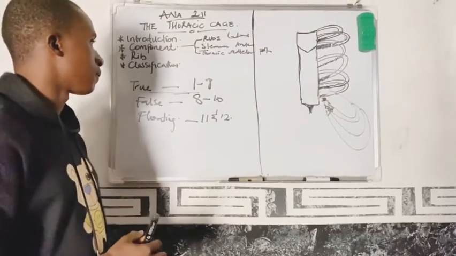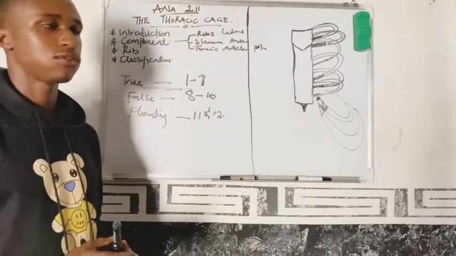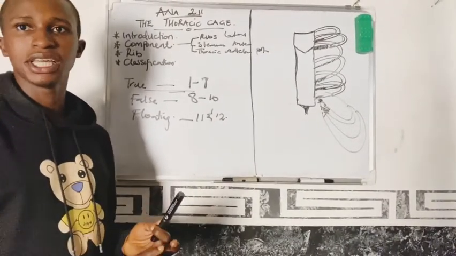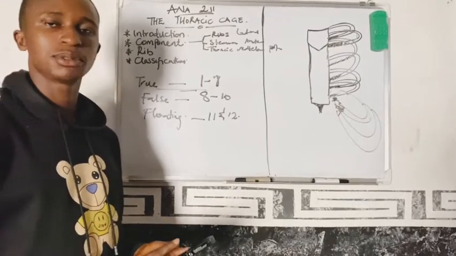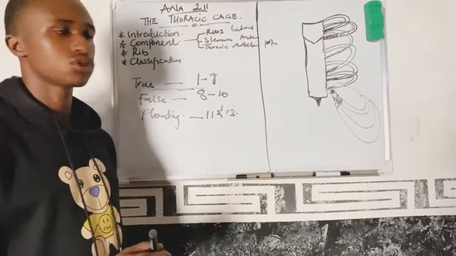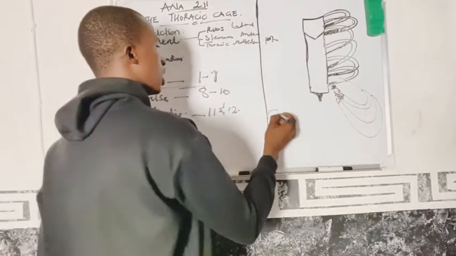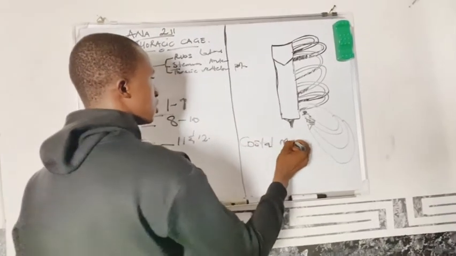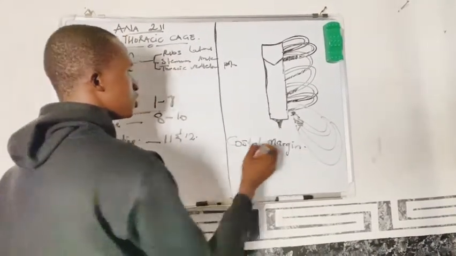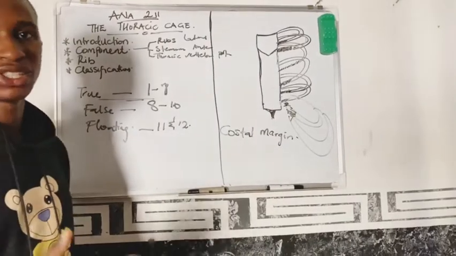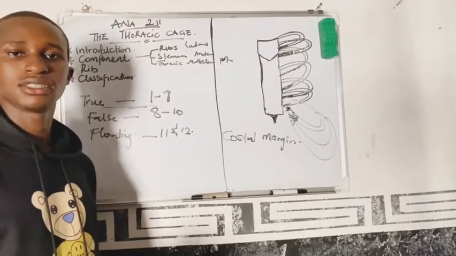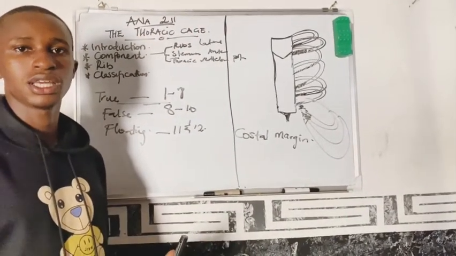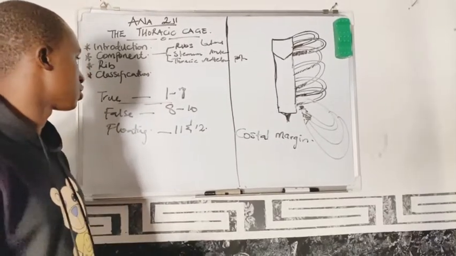Note, the costal cartilages of rib 7, rib 8, rib 9, and rib 10 form a strong structure which we refer to as the costal margin. So what forms the costal margin, if you are asked? The costal margin is formed by the costal cartilages of rib 7, 8, 9, and 10.